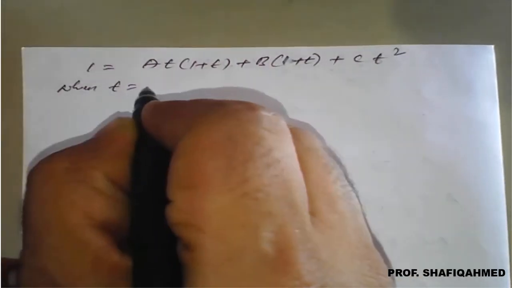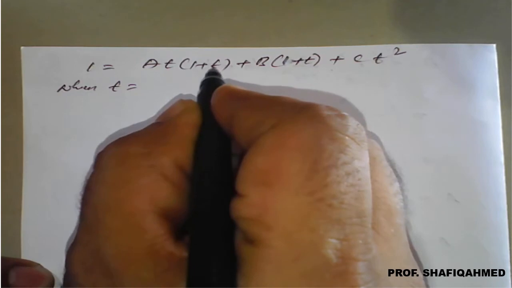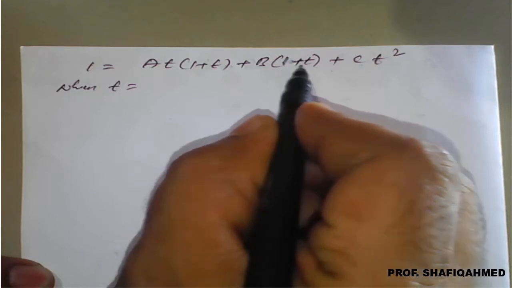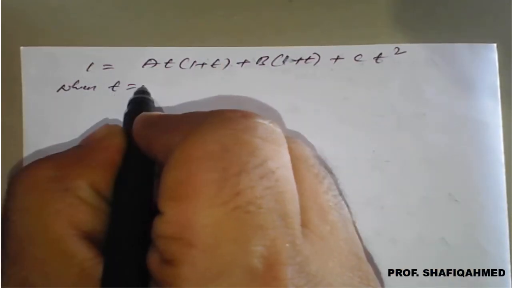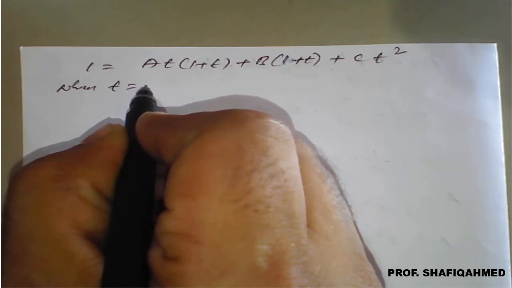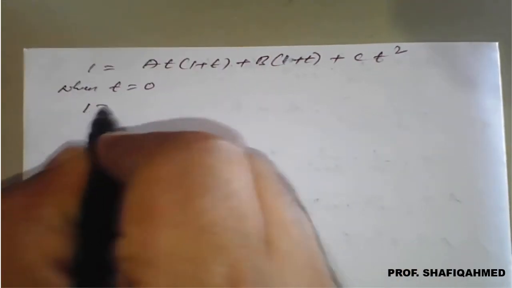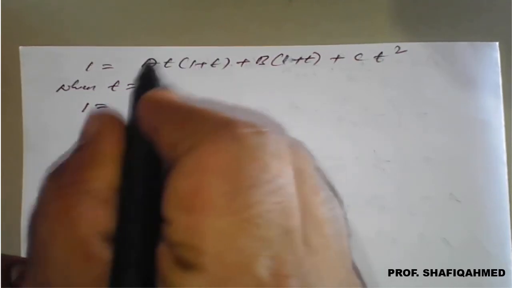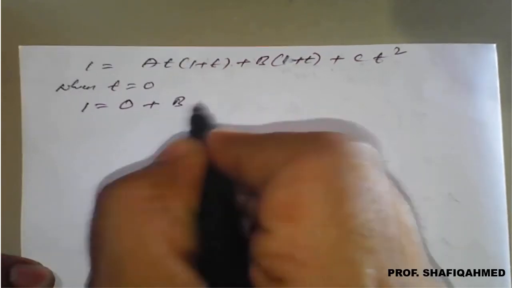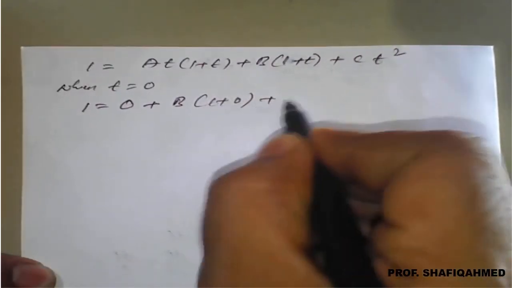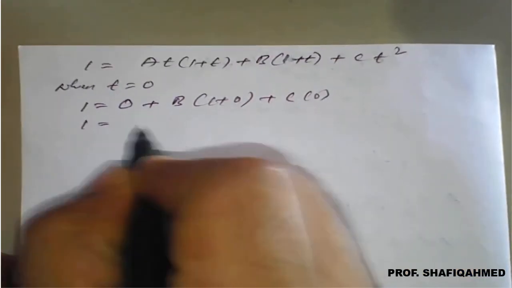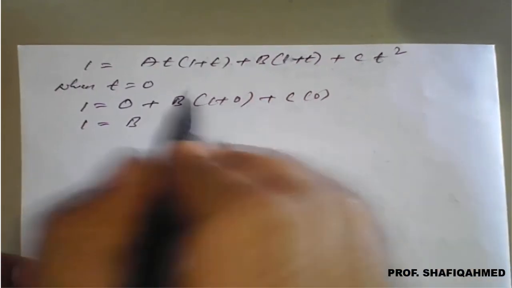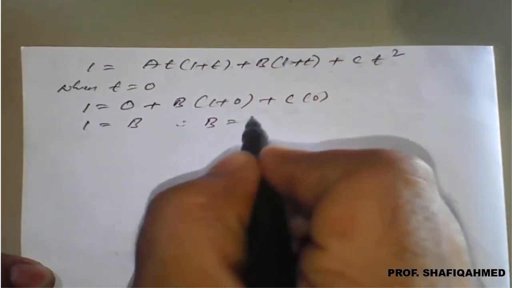Now when t is equal to, you have to choose how to make this, t is equal to 0. So if you put t is equal to 0, we will get 1 is equal to, so if you replace t is equal to 0 here, 0 into anything, this completely becomes 0, plus b into 1 plus 0 plus c into 0. So therefore 1 is equal to b into 1 plus 0 is 1, b into 1 is b itself, c into 0 is 0. So therefore value of b is 1.